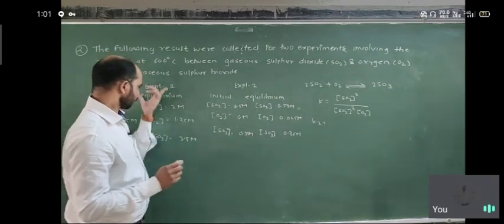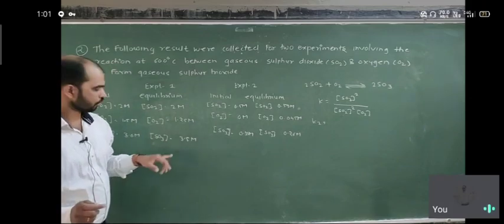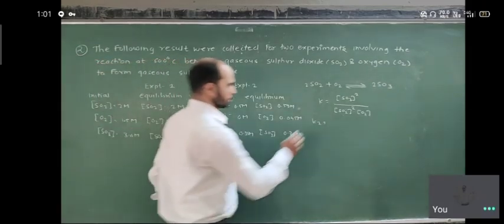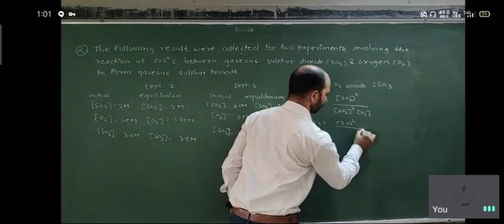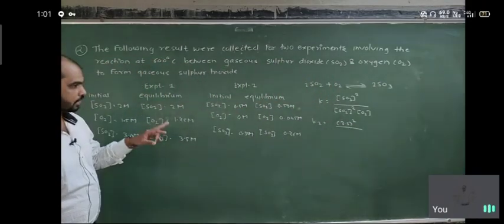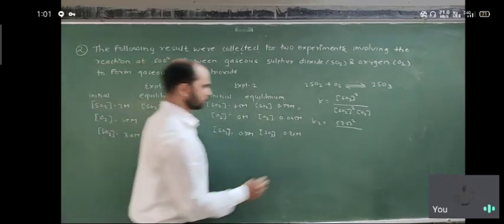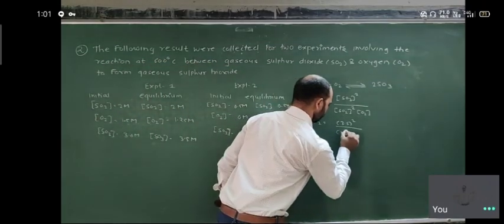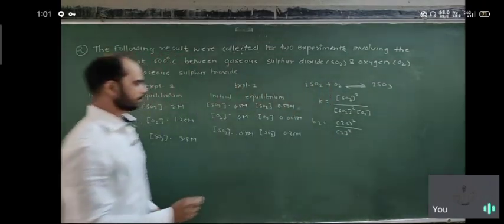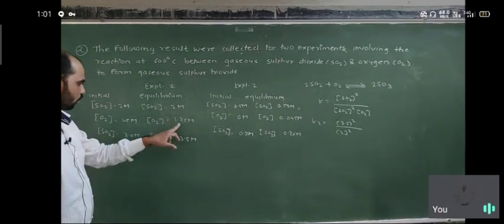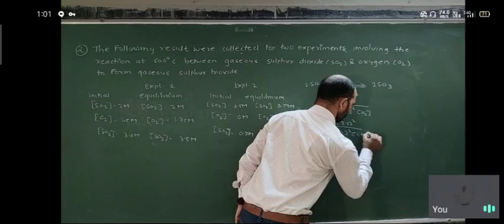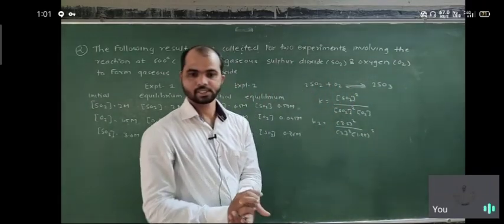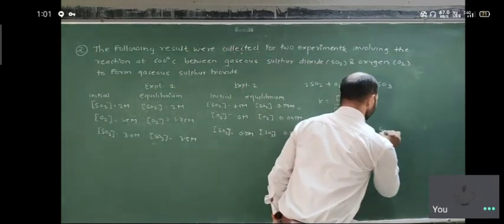So for experiment number 1, what is the concentration of SO3 given? 3.5. So here 3.5 upon, what is the concentration of SO2? Here it is 2, so 2 squared is given. What is the concentration of O2? It is 1.24 into 1.25. And the answer is 4.36.